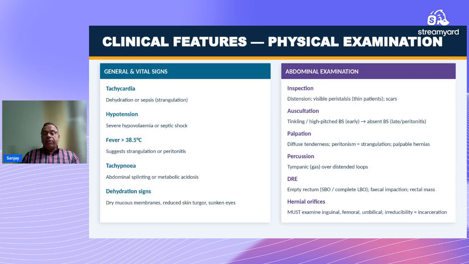When you palpate, there may be diffuse tenderness. If peritonism is elicited, that would be a sign of strangulation or even peritonitis. If you percuss the patient's abdomen, then obviously a tympanic note, because of gaseous distension of bowel, would be elicited. A digital rectal examination would reveal an empty rectum, and hernial orifices must always be examined to rule out specifically the inguinal, the femoral, and the external genitalia and the paraumbilical area to rule out any hernias as a cause of intestinal obstruction.